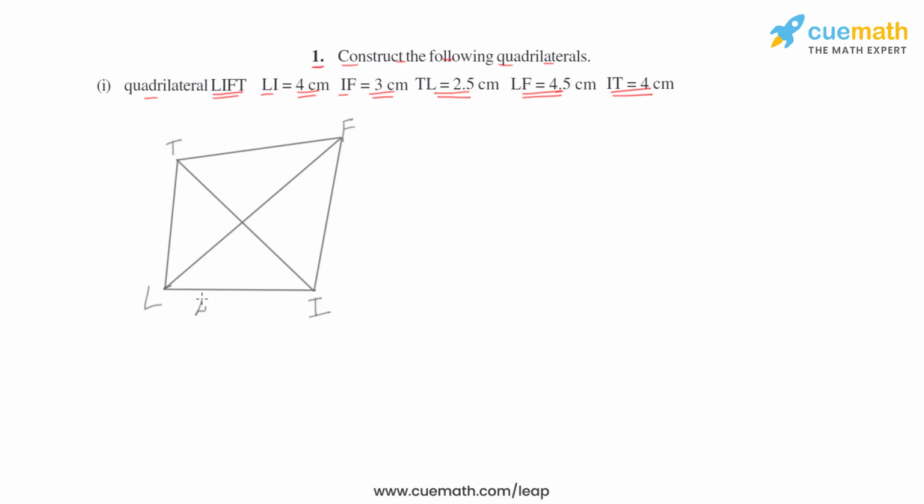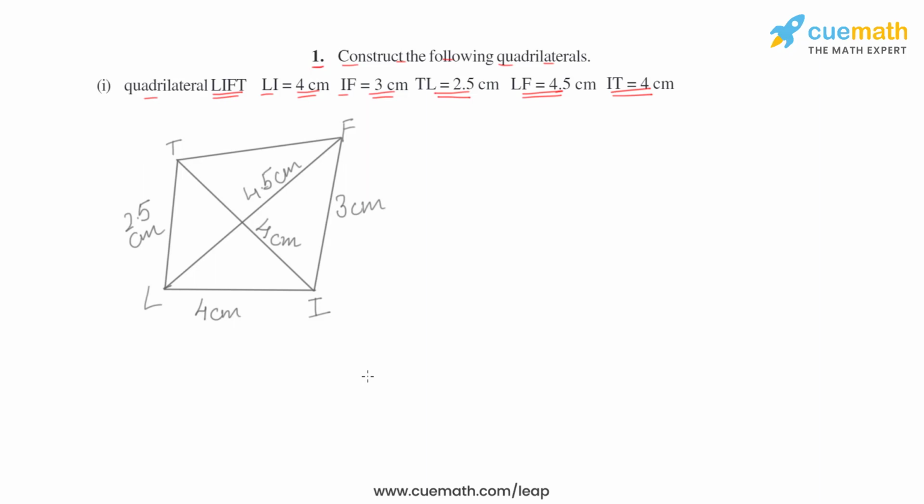So LI is 4 centimeters, IF is 3 centimeters, TL is 2.5 centimeters, and LF, this diagonal, is 4.5 centimeters and IT is 4 centimeters. This diagonal is 4 centimeters. So this is how it is. Three sides are given, two diagonals are given.